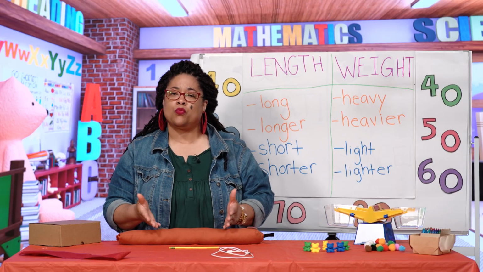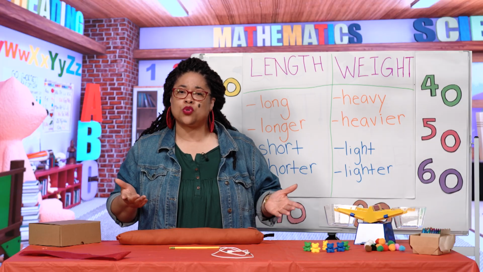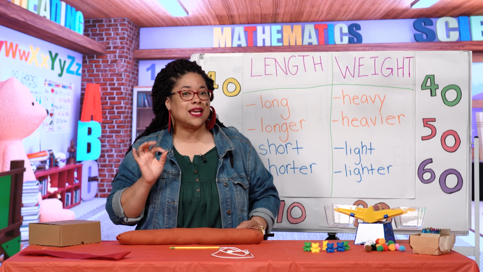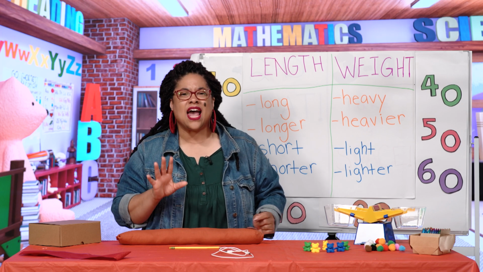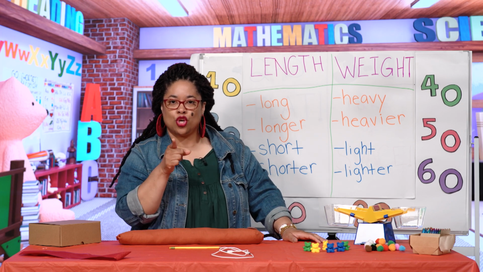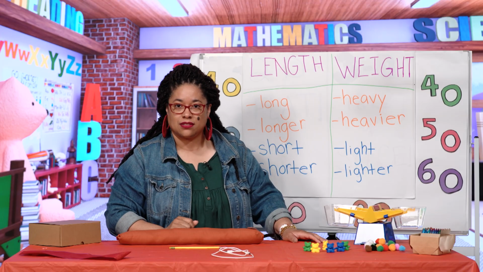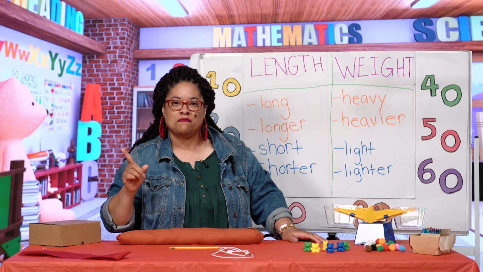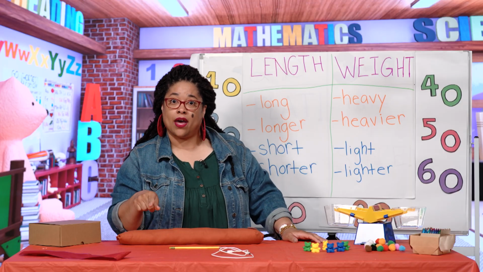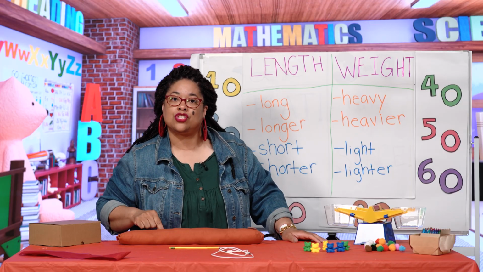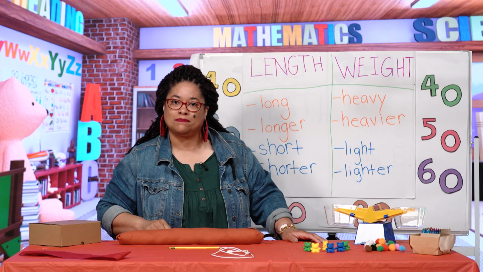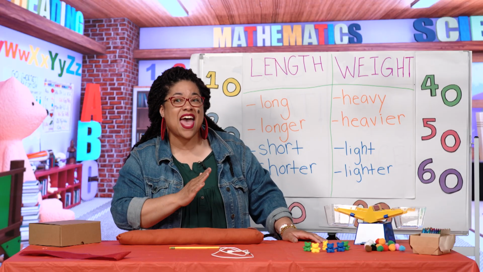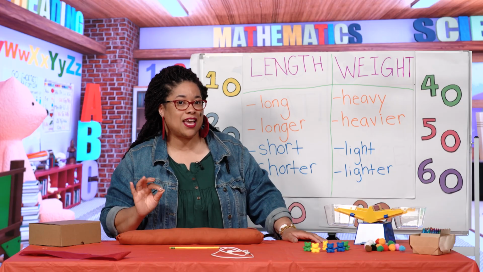Now, if I want to see which one is longer or which one is shorter, it is very important that I start at the exact same spot. Think about it like this. You want to race your brother or sister, and every time they want to cheat. What's not fair? They want to get ahead. Well, you say we have to start at the exact same spot. Well, that's how we take a look at length. We have to start everything at the exact same spot.